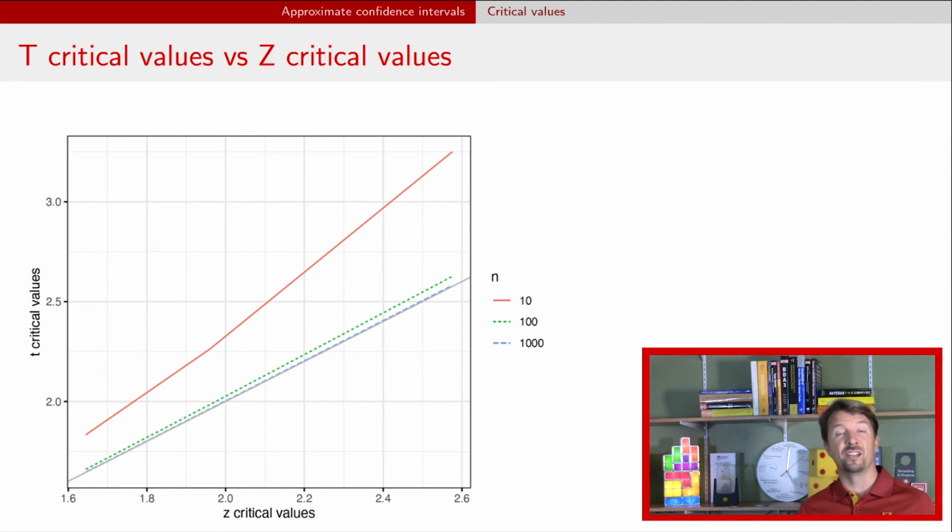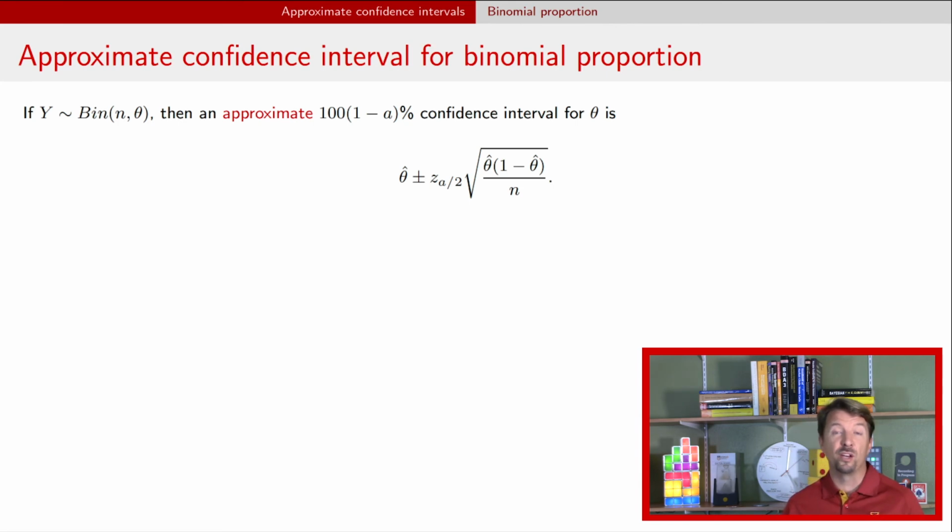And so that's why this is an approximate interval, but the approximation here gets better and better as the sample size gets large. Which, after all, is what our central limit theorem tells us, and it's how we constructed our approximate normal distributions. All right, so let's talk about the binomial model.